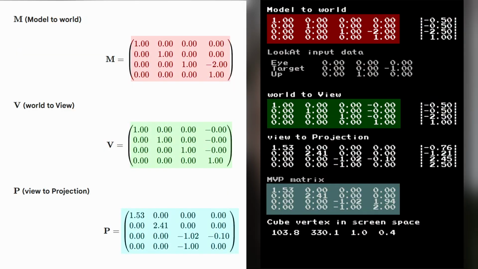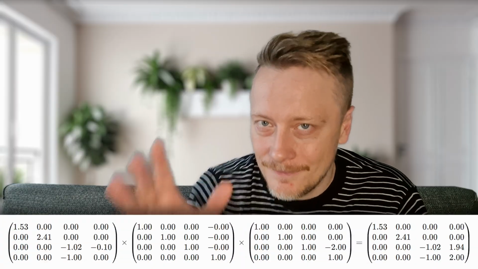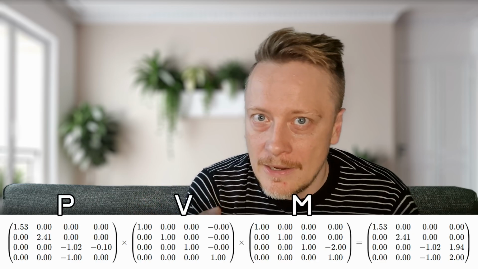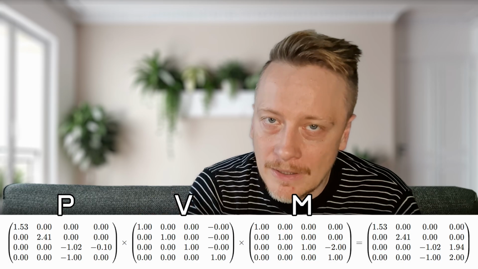Now, here's a really important optimization that you'll see in real graphics code. The MVP matrix. Instead of doing 3 separate matrix multiplications, model, then view, then projection, we can pre-multiply those matrices together into one combined matrix, MVP, P times V times M. And yes, order matters here. Matrix multiplication is not commutative. You have to multiply them in the correct order. Projection times view times model.